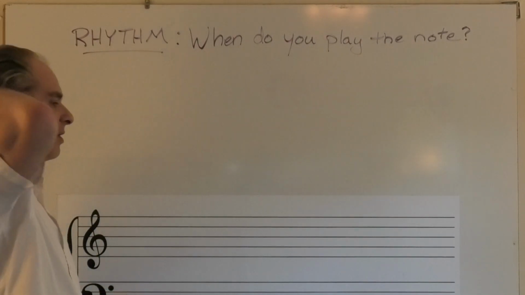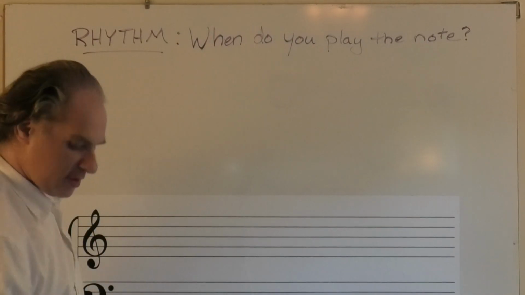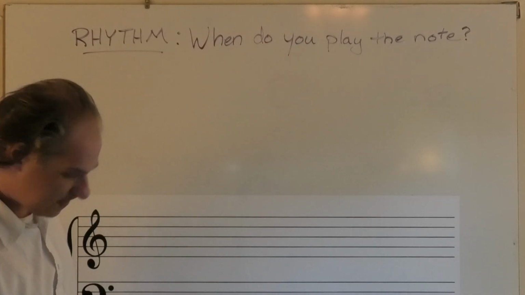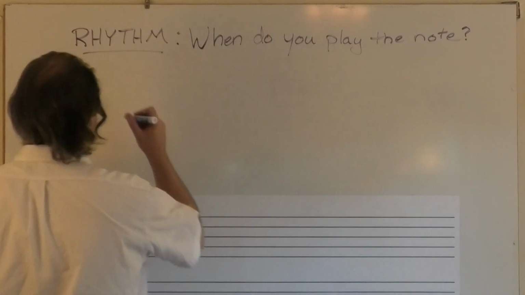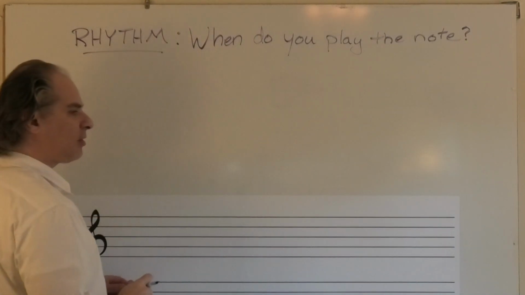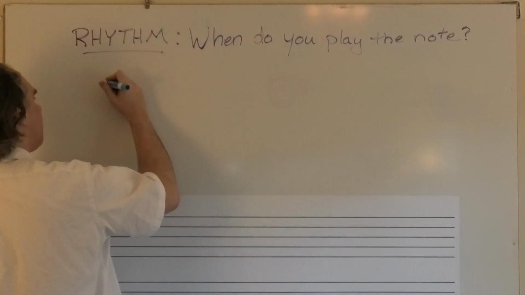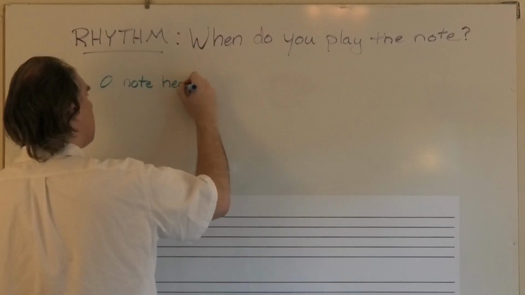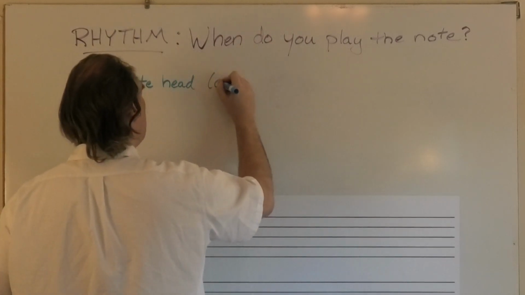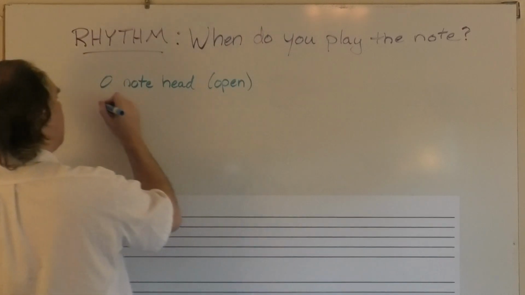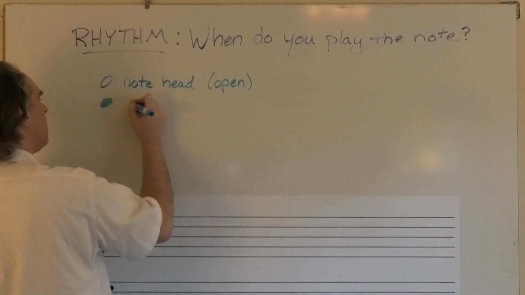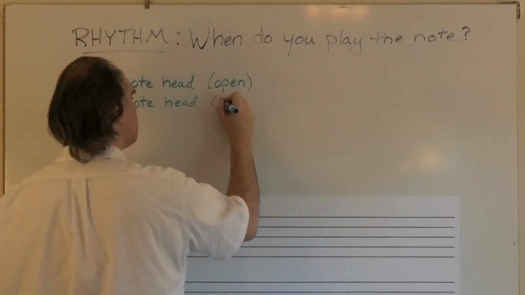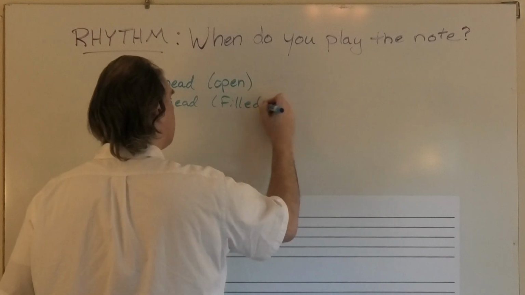So we have numbers, and that's what we use, is numbers. So there's different rhythms. This here is a symbol, a note, and it consists of a couple things. It can have a note head, and that's open. And then we have a note head, which is filled.